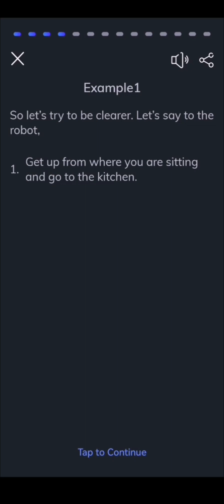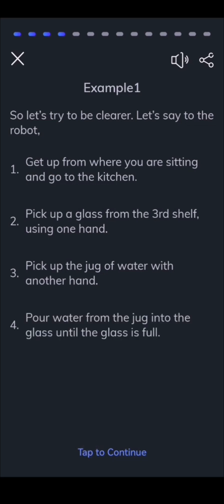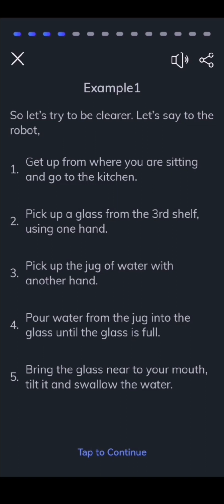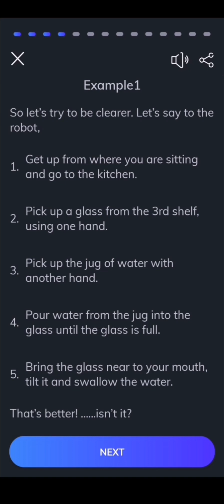Get up from where you are sitting and go to the kitchen. Pick up a glass from the third shelf, using one hand. Pick up the jug of water with another hand. Pour water from the jug into the glass until the glass is full. Bring the glass near to your mouth, tilt it and swallow the water. That's better! Isn't it?